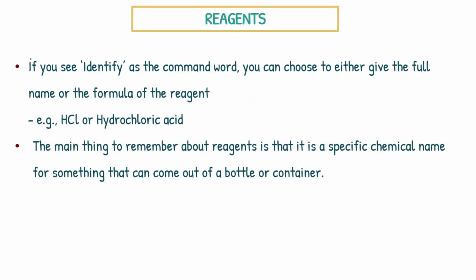Right, reagents. So this is going to be for things like organic synthesis, mechanisms, reactions, stuff like that, okay? If you see the command word identify, you can choose to either give the full name or the formula of the reagent. Okay, so for example, HCl, good old HCl, or you can write it out in full as the actual name of the chemical, hydrochloric acid. Okay, this is just an example. It depends on the mechanism, stuff like that, right?